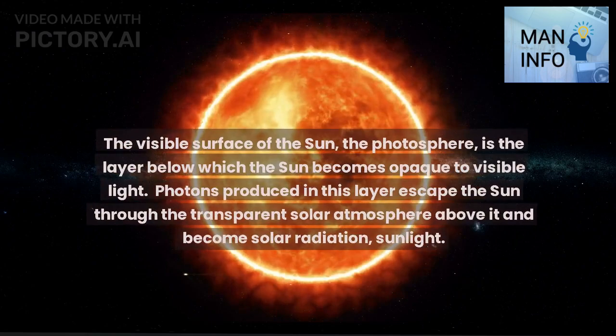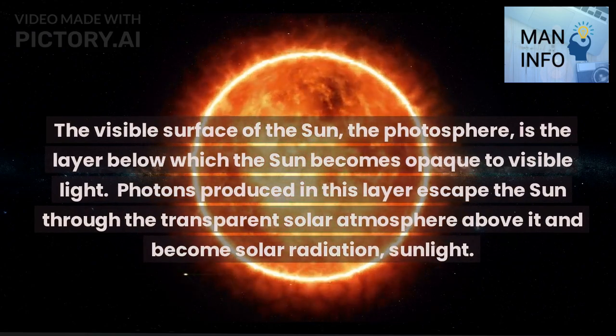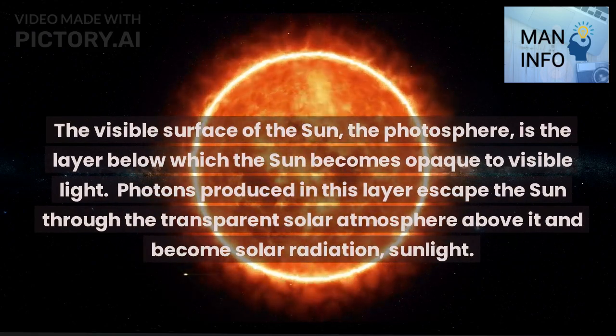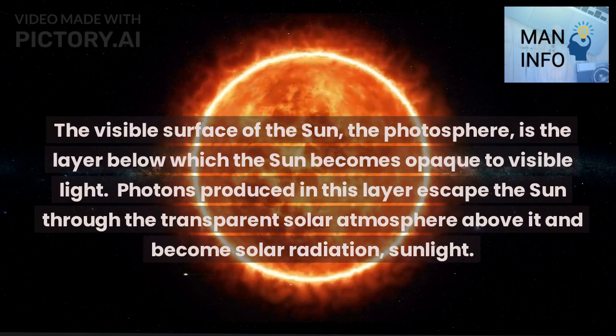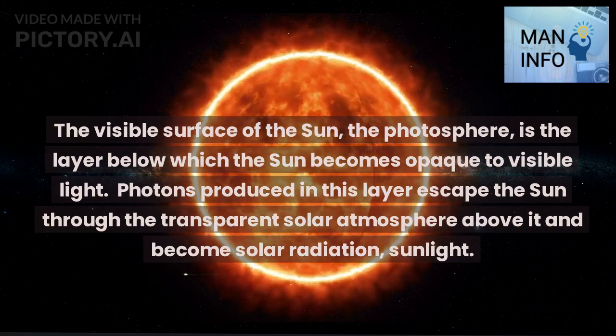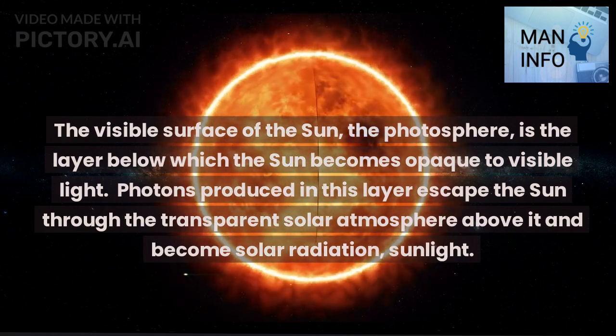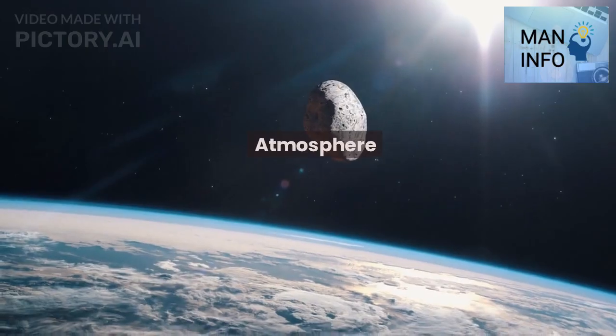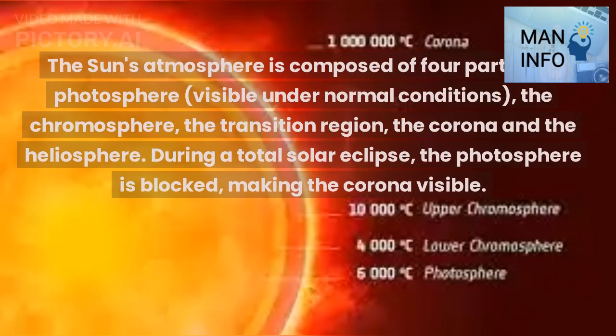Photosphere. The visible surface of the Sun, the photosphere, is the layer below which the Sun becomes opaque to visible light. Photons produced in this layer escape the Sun through the transparent solar atmosphere above it and become solar radiation, sunlight. Atmosphere. The Sun's atmosphere is composed of four parts: the photosphere, visible under normal conditions, the chromosphere, the transition region, the corona, and the heliosphere. During a total solar eclipse, the photosphere is blocked, making the corona visible.